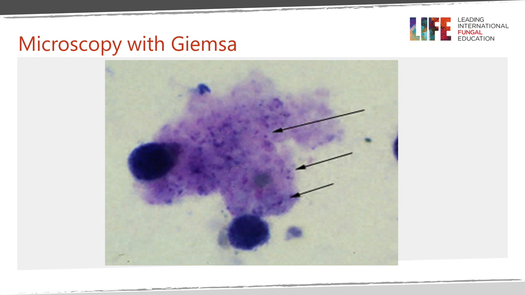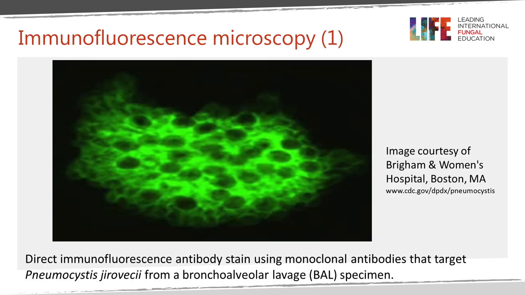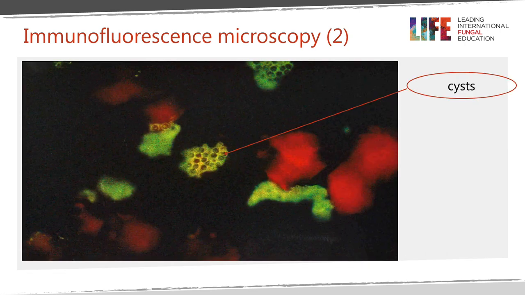When you stain with Giemsa, then the cysts look dark blue. You can see, with the arrows shown there, the cysts taking a darker blue stain as compared to the rest of the background. Now, with immunofluorescence shown here on microscopy, the green is the background, and you can also see the organisms here looking black and round on your screen. This is another slide as well on immunofluorescence microscopy, and you can see the cysts as shown by the arrow.